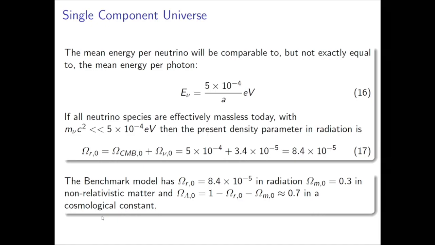So you have the density parameter of the cosmic microwave background at the present moment, the comma 0 indicating the present moment, plus the density parameter of neutrinos at the present moment. The sum of these two gives you 8.4 × 10^-5.